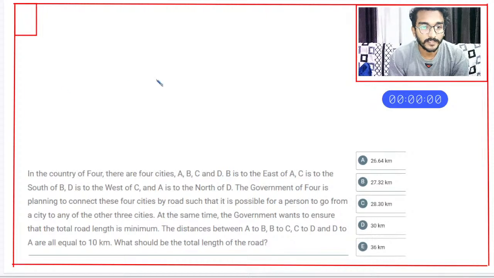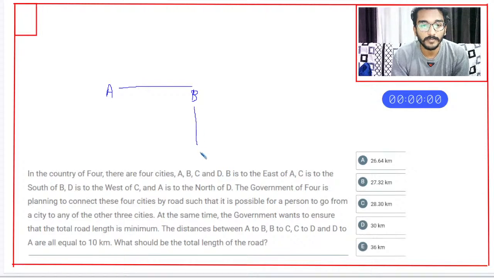Let's draw the picture. The picture is saying that B is east of A. C is south of B. And D is west of C, such that A is north of D, which means D is exactly below A. So all points are 10 kilometers away from each other.